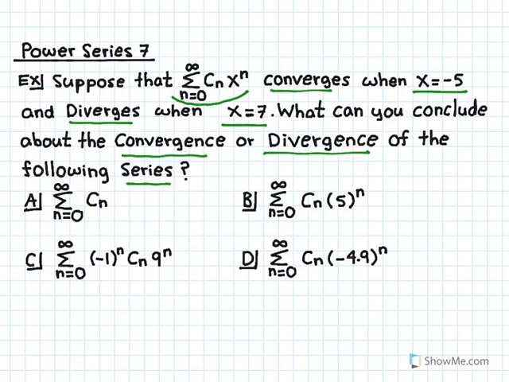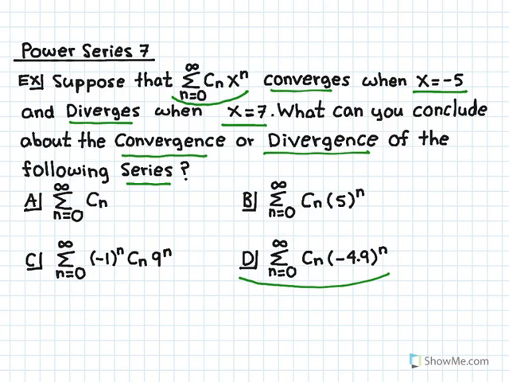Question A, summation n equals 0 to infinity c sub n. Question B, summation n equals 0 to infinity c sub n times 5 to the power of n. Question C, summation n equals 0 to infinity -1 to the power of n times c sub n times 9 to the power of n. Question D, summation n equals 0 to infinity c sub n times -4.9 to the power of n.